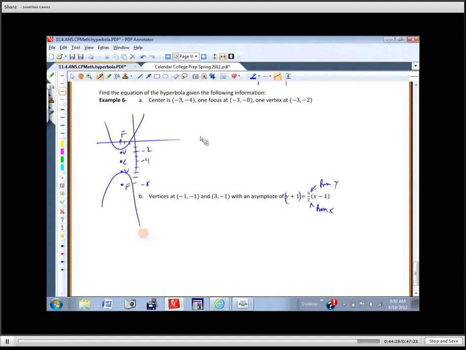Which variable is positive? Y. Y is positive. So would it just be this, like we've been writing? No, because that has a center at the origin. Okay, this has a center right here. There's the H, there's the K. Let's be careful with this. I'm going to write down Y plus 4 quantity squared minus x plus 3 quantity squared equals 1. Then I just need the number underneath.